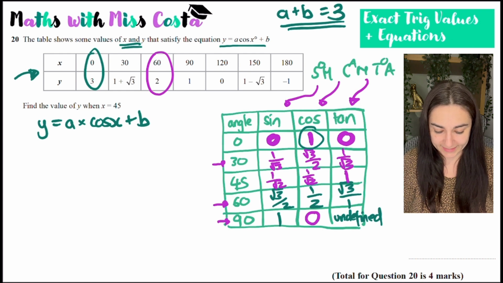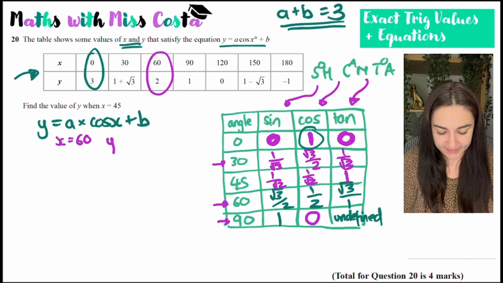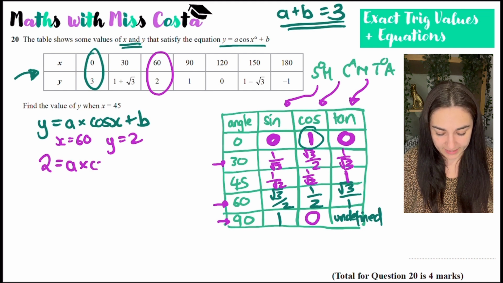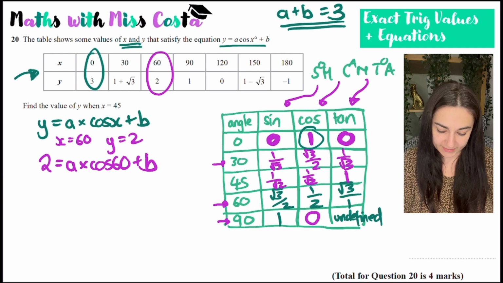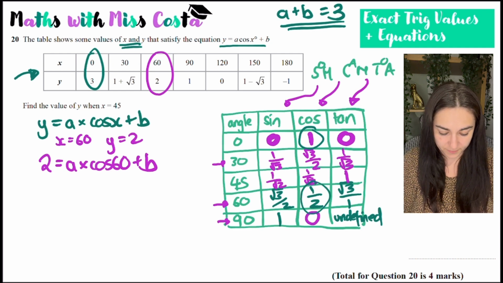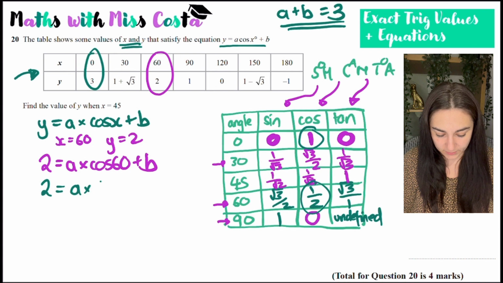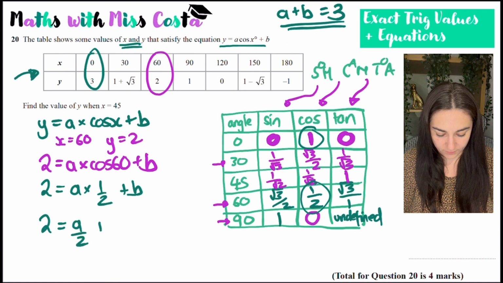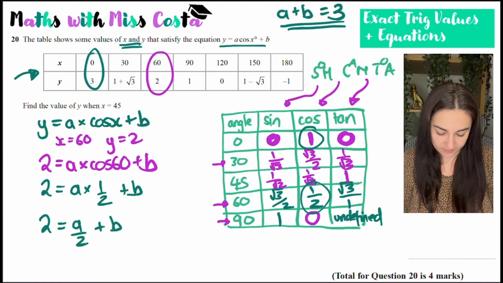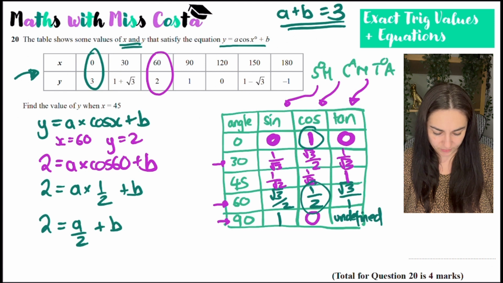So here we've got 60 and 2. When x is 60, y is 2. So 2 must equal a times by cos 60 plus b. What's the value of cos 60? Well, cos 60 is a half. So 2 equals a times by a half plus b. So 2 equals a over 2 plus b. That hasn't really taken me any closer to what I want.